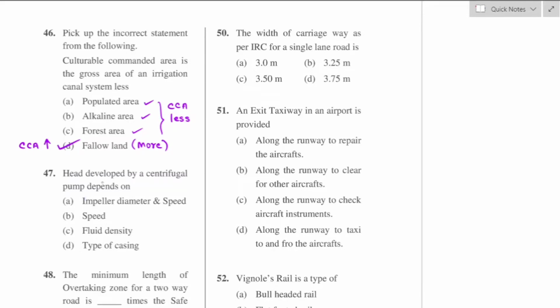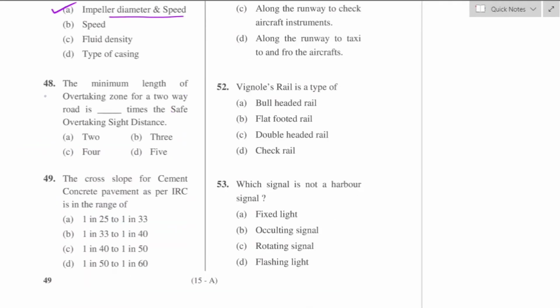Question number 47. Head developed by the centrifugal pump depends upon. In a centrifugal pump, head developed will be depending upon impeller diameter and its speed. Option A is the right answer. Although this impeller majorly gives the kinetic energy to flow, which is then converted to pressure energy or head in the casing.